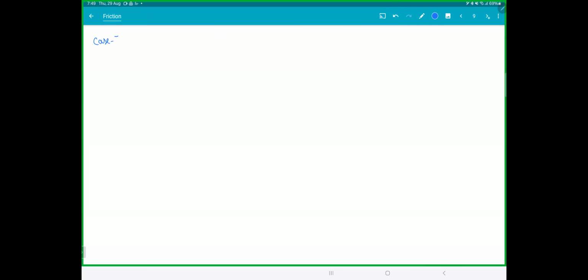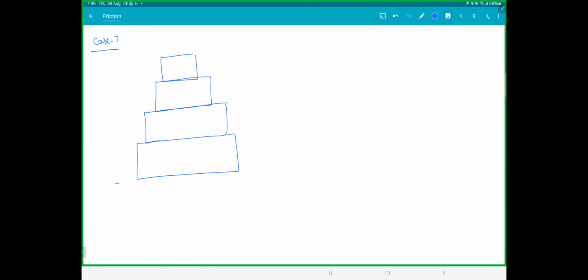Case 7. A, B, C, D. A is going with 2 meters per second. C is going with 3 meters per second. This guy is going with 1 meter per second. This guy is going with 2 meters per second. The ground is also rough. All surfaces are rough. Now can you tell me what direction of friction on all of them?